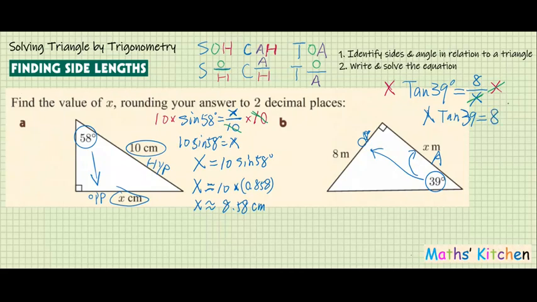Now we divide by tangent on both sides. Then we get the equation x equals 8 over tangent 39. You put tangent 39 in the calculator and use 8 divided by tangent 39. You can get an answer approximately equal to 9.88 meters. That's how we use trigonometry functions to find the side length.